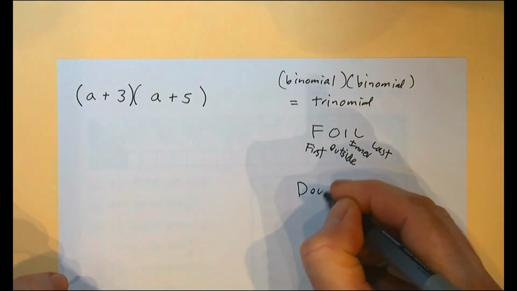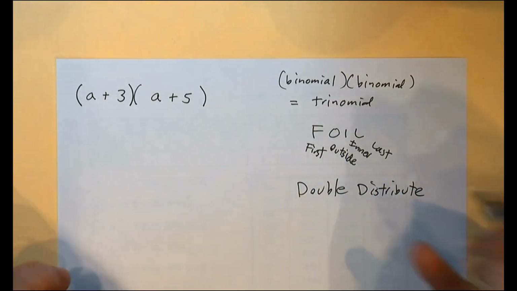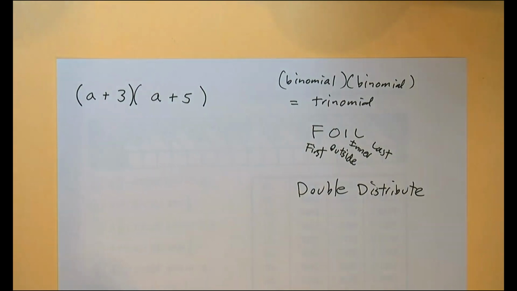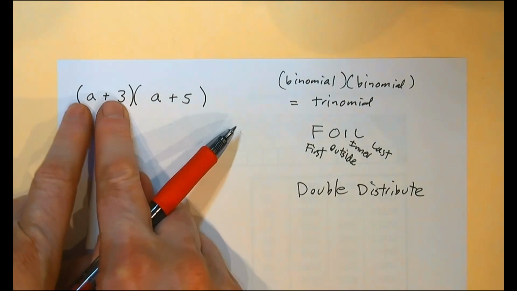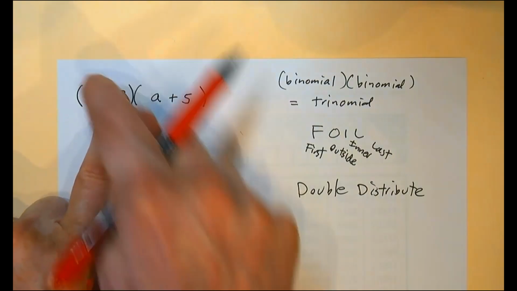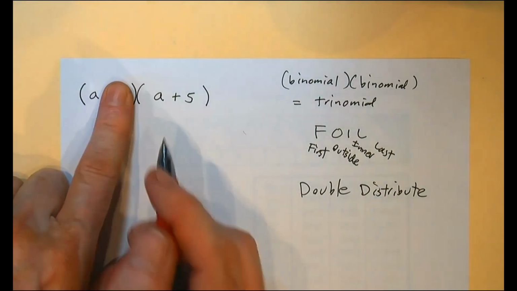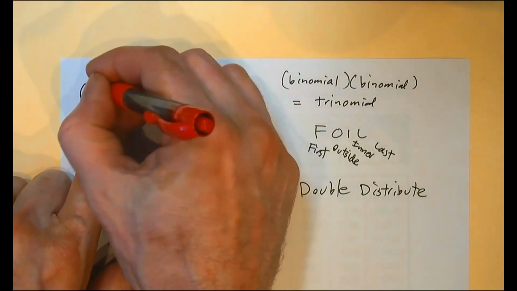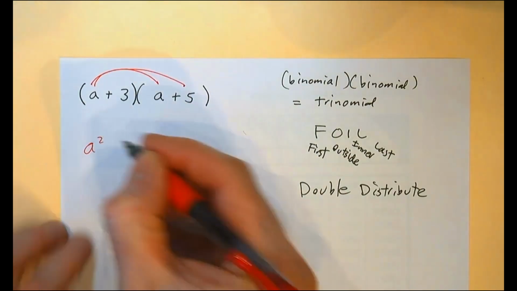It's really just double distribute. But there's a way I like to do it. Okay, one way to do it is just go, okay, let's see, what do we got? We have two things out here that want to distribute. The A wants to distribute, and so does the 3. Well, you could do that. You could say, let's just cover the 3 up. Let's just take the A and distribute the A. So A times A squared.